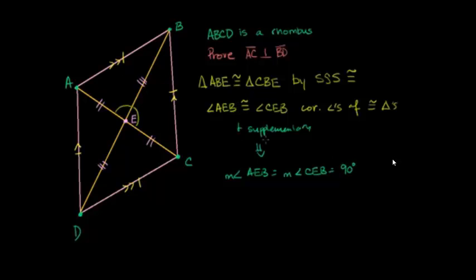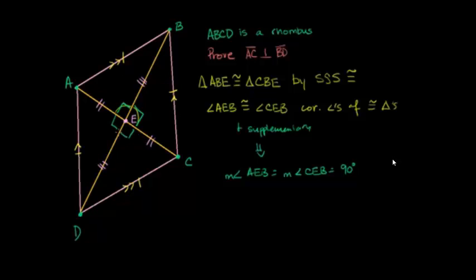They're the same measure, and they are supplementary. So this is a right angle, and then this is a right angle. Obviously, if this is a right angle, this angle down here is a vertical angle, so it's going to be a right angle. If this is a right angle, this over here is going to be a vertical angle. And you see the diagonals intersect at a 90-degree angle.